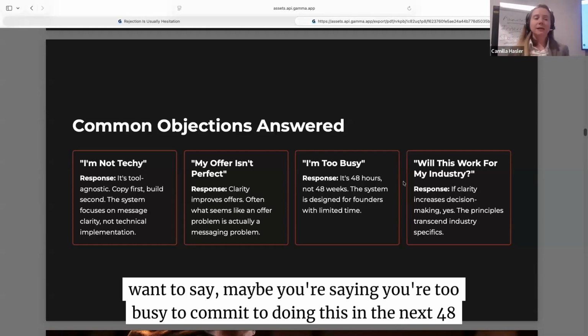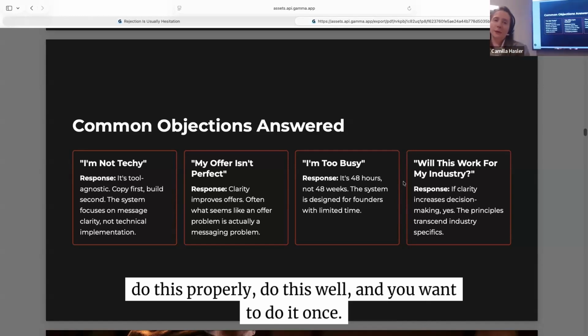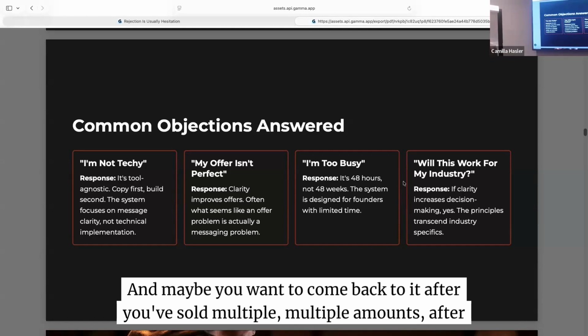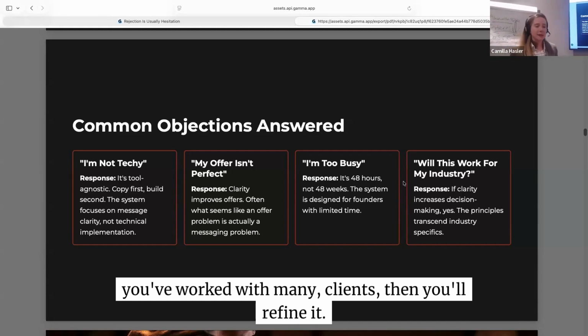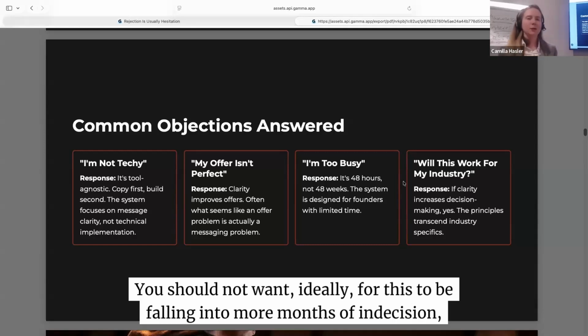I want to say, maybe you're saying you're too busy to commit to doing this in the next 48 hours. But this is really the value, which is that you ideally want to do this properly, do this well, and you want to do it once. And maybe you want to come back to it after you've sold multiple times, after you've worked with many, many clients, then you'll refine it. But again, we want this to be one and done. You do not want, ideally, for this to be falling into more months of indecision, right?